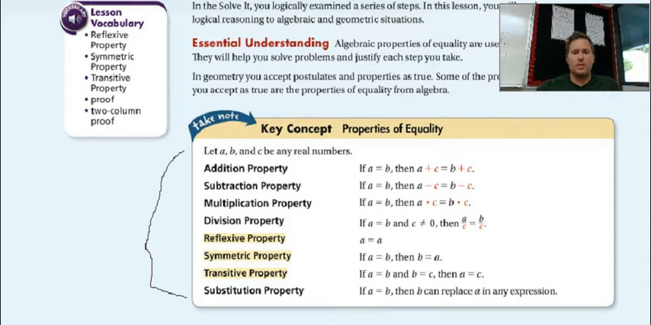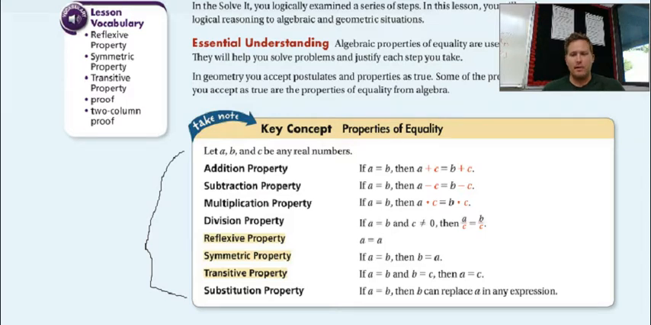So these properties: we have the property of addition, which just means what you add to one side, you add to the other side. Subtraction, multiplication, and division are the same thing. If we subtract, multiply, or divide on one side, we do it to the other side as well. The reflexive property is just that A equals A, that a number equals the same number. It's reflective, think about two things facing each other. 2 equals 2 would be something similar.